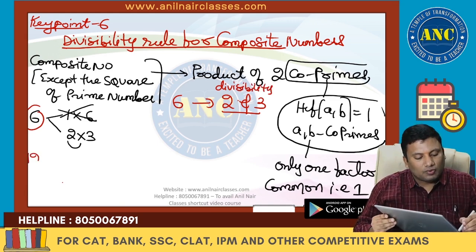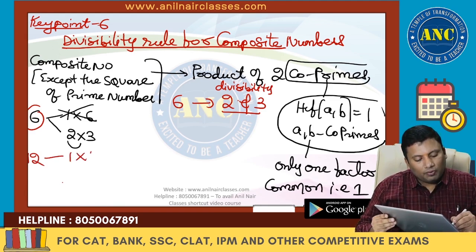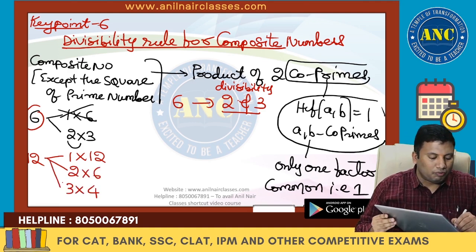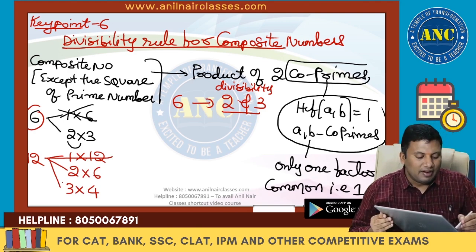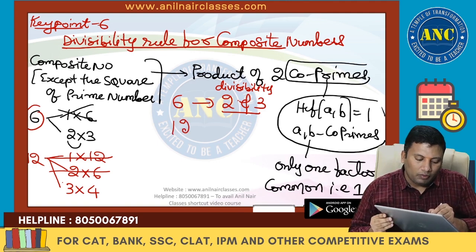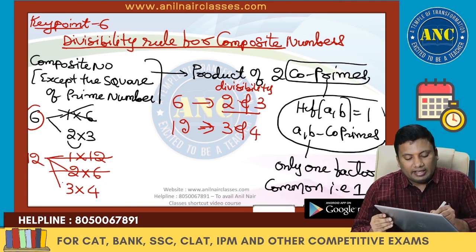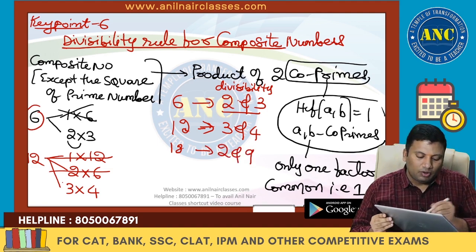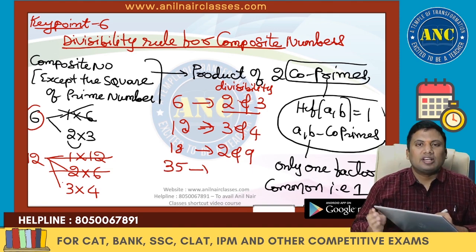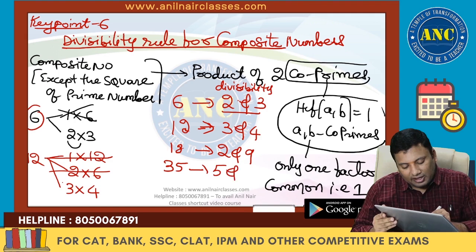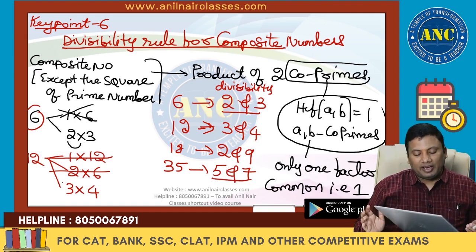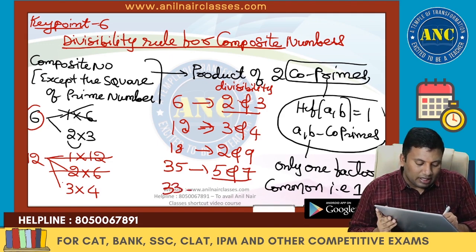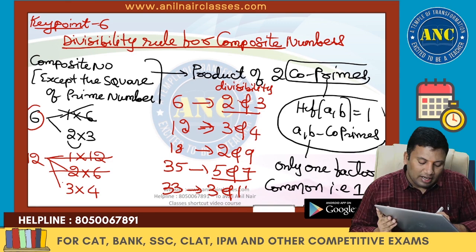Suppose it is 12, this is nothing but 1 into 12. Next it is 2 into 6. Next it is 3 into 4. These are writing the number itself. 2 and 6 are not coprime. 12 divisibility rule is the 3 and 4 divisibility rule. 18 divisibility rule is 2 and 9. 35 is 1 into 35 and 5 into 7, so the divisibility rule for 5 and 7. 33 should be divisible by 3 and 11.